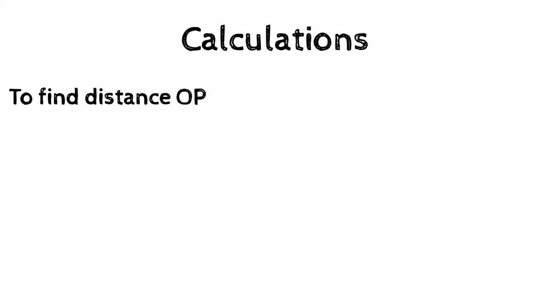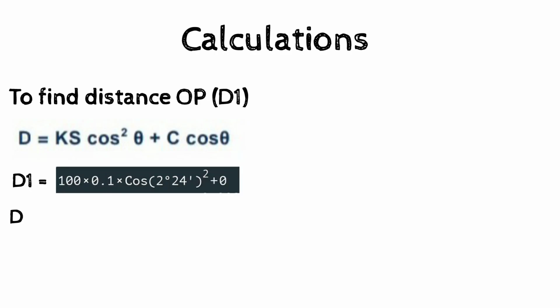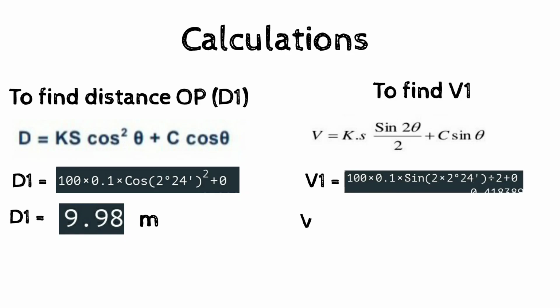We will do the calculations starting with the calculation of distance OP, that is D1. By putting the values in the equation, we will get D1 as 9.98 meters. We will calculate V1 by putting the values in equation V. We will get V1 as 0.41 meter.